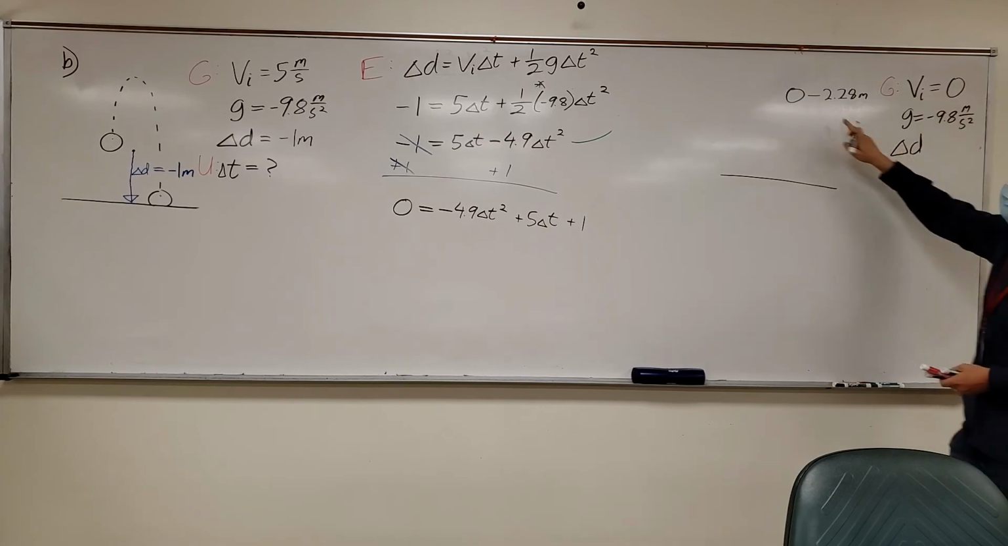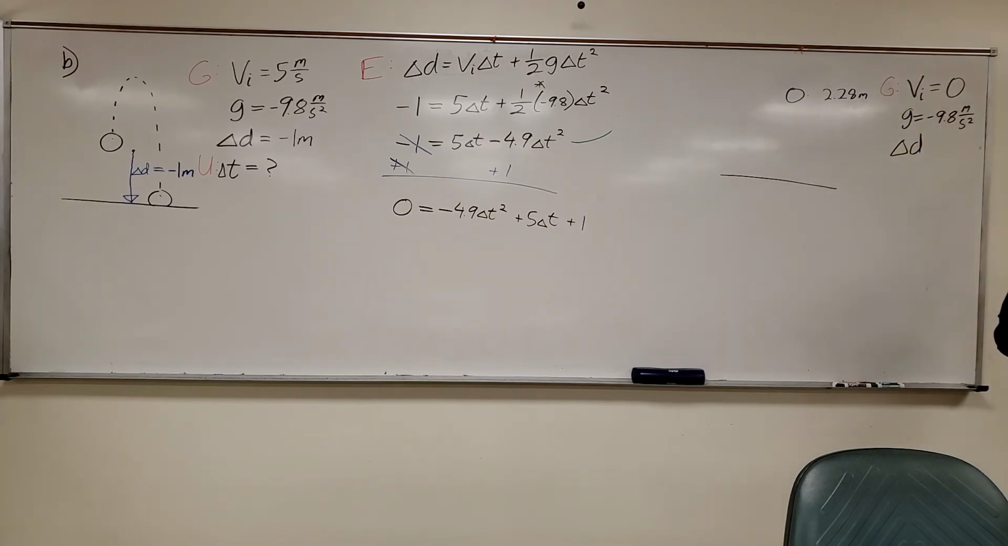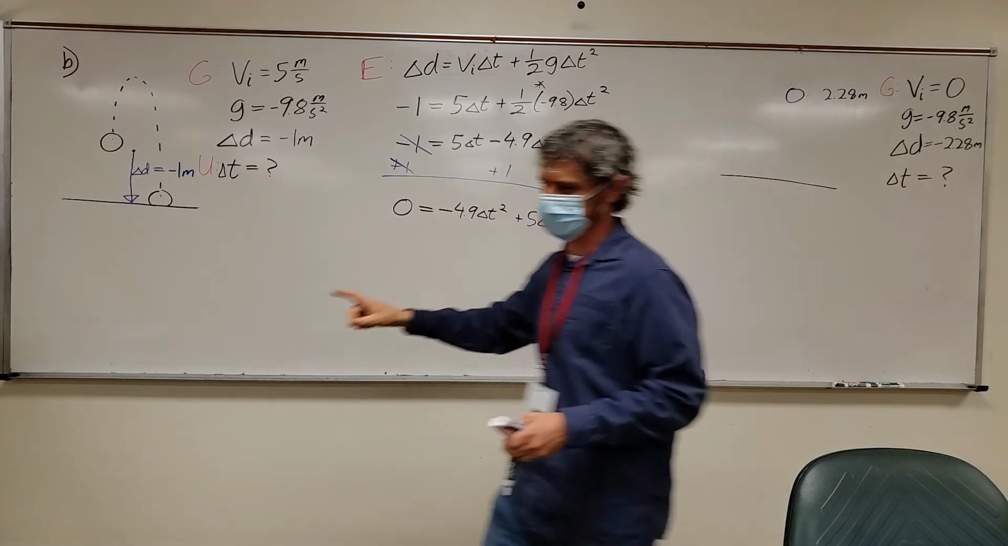Then we know the displacement. What's the displacement going to be? Be careful. Negative 2.28, right? Negative 2.28 meters. And then we need to find the time that it takes to do that. The problem here is that, oh yeah, in part A we didn't calculate the time, right?